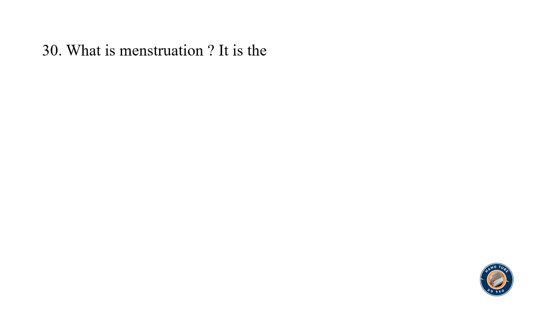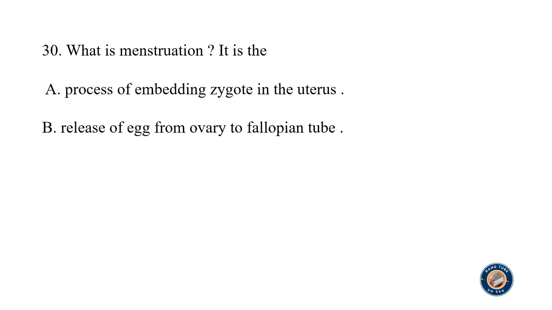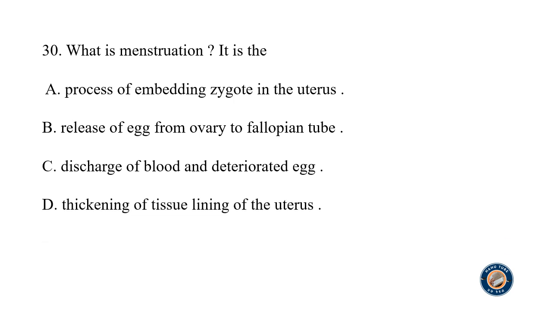Question number 30. What is menstruation? It is A. the process of embedding the zygote in the uterus, B. the release of egg from the ovary to the fallopian tube, C. the discharge of blood and deteriorated egg, D. the thickening of the tissue lining of the uterus.